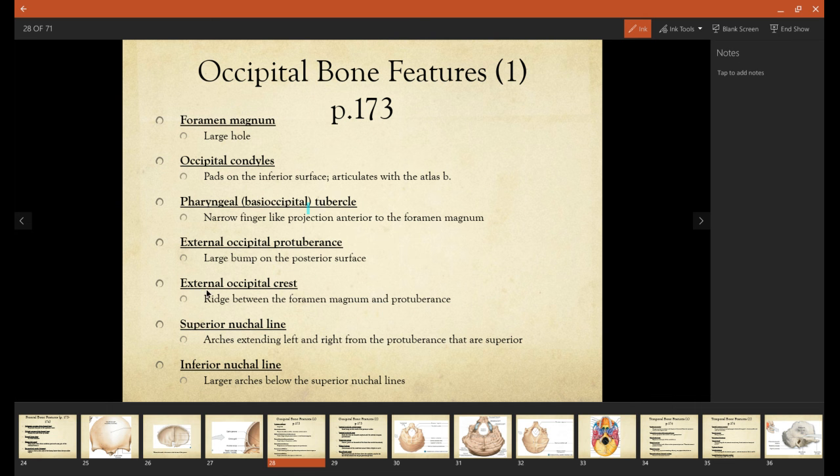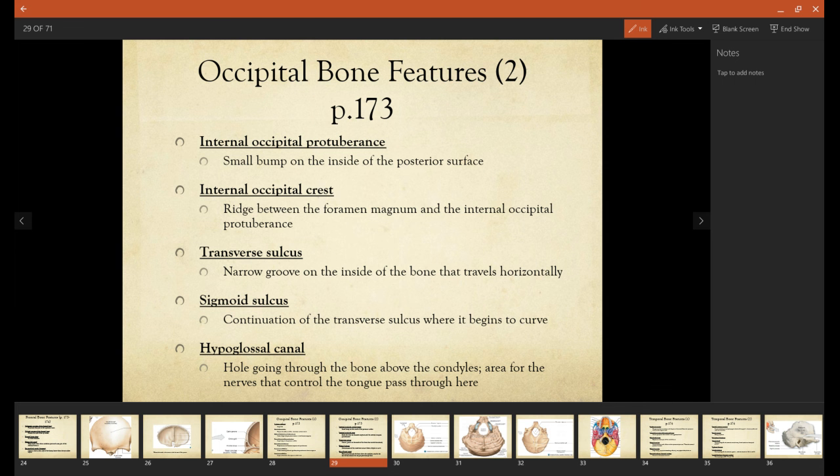Coming off this external occipital crest, we're going to see our next two structures, the nuchal lines. The superior nuchal lines look like arches extending from the actual protuberance. And then inferiorly, we're going to have the inferior nuchal lines coming off that external occipital crest. They just look like little ridges, and these are where many muscles will attach.